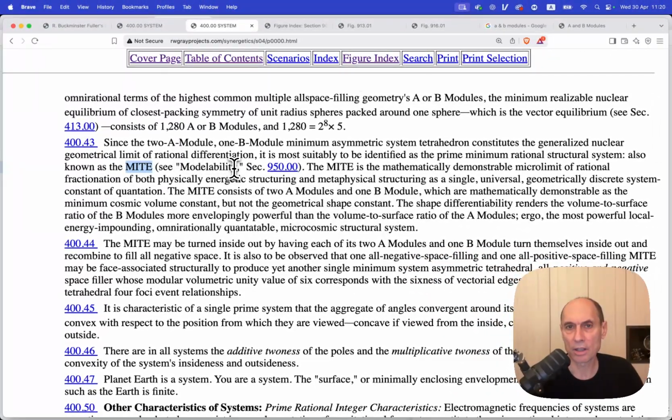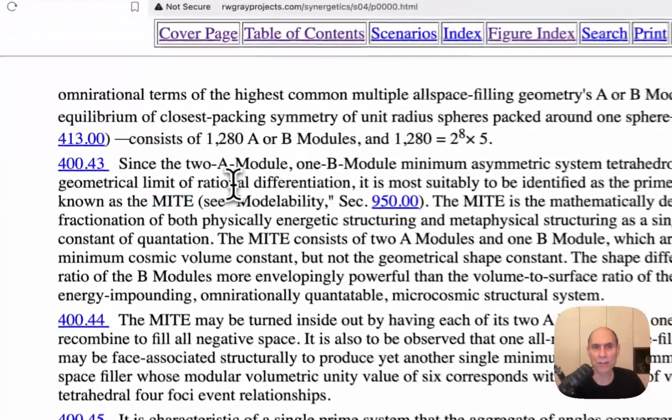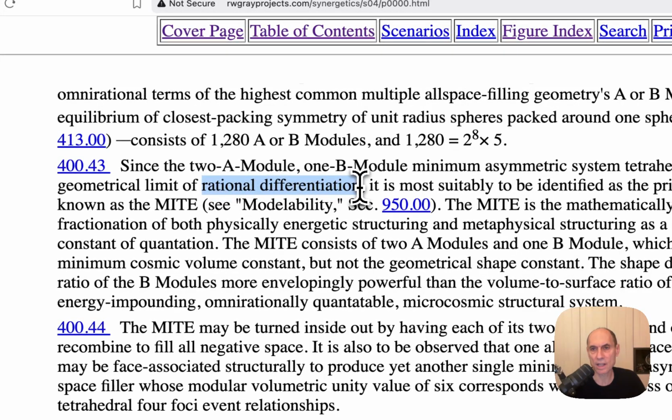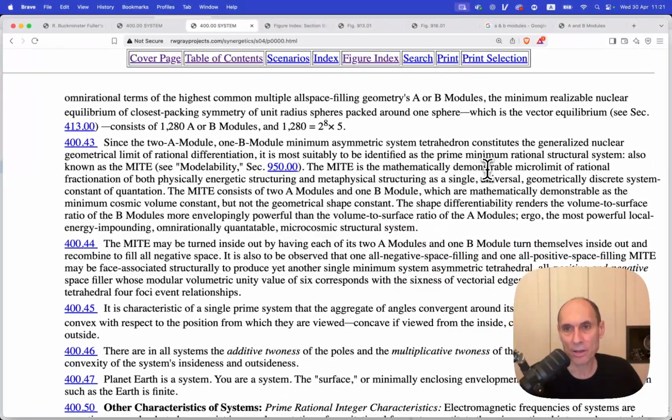One other comment on this paragraph, rational differentiation. So we could say in more standard everyday English that since the 2A module, 1B module is the least common denominator, it is the smallest unit thing that can compose everything else. Ratio differentiation. The MITE is the mathematically demonstrable micro-limit of rational fractionation of both physically energetic structuring and metaphysical structuring as a single universal geometrically discrete system constant of quantation.